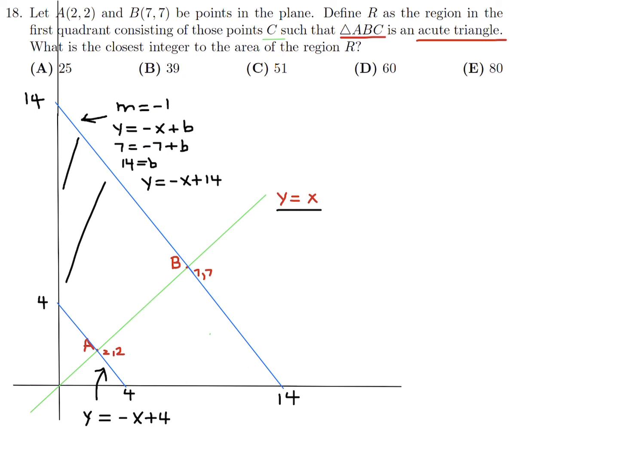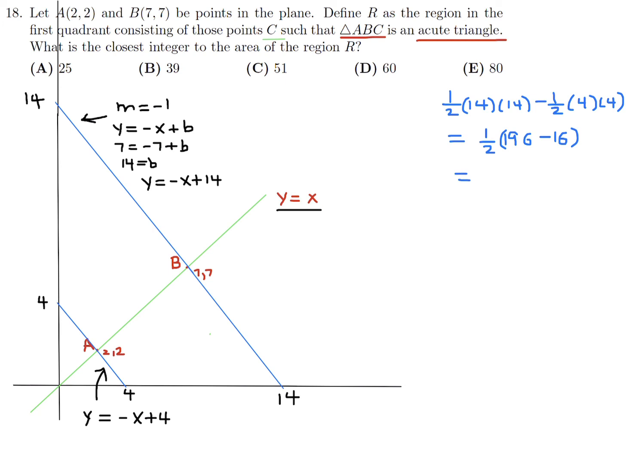Well, it's easy. You just figure out the area of the big triangle and then subtract the small triangle. The big triangle is going to be 1/2 times base, which is 14, times height, 14. Subtract the small triangle, which is 1/2 times 4 times 4. So that's 196 over 2 minus 16 over 2, which is 180 divided by 2, so 90. So there you go. That's the answer, right?